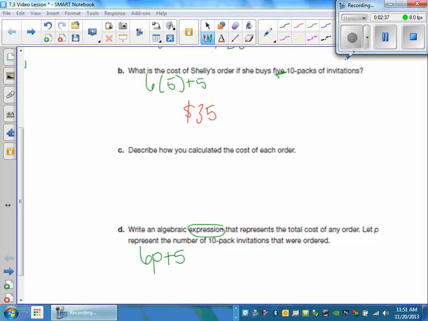You should have gotten an answer of $35 for part B. For part C, you should have said something like, I multiplied the number of 10 packs of invitations ordered by $6 per pack, and I also added the $5 for shipping.